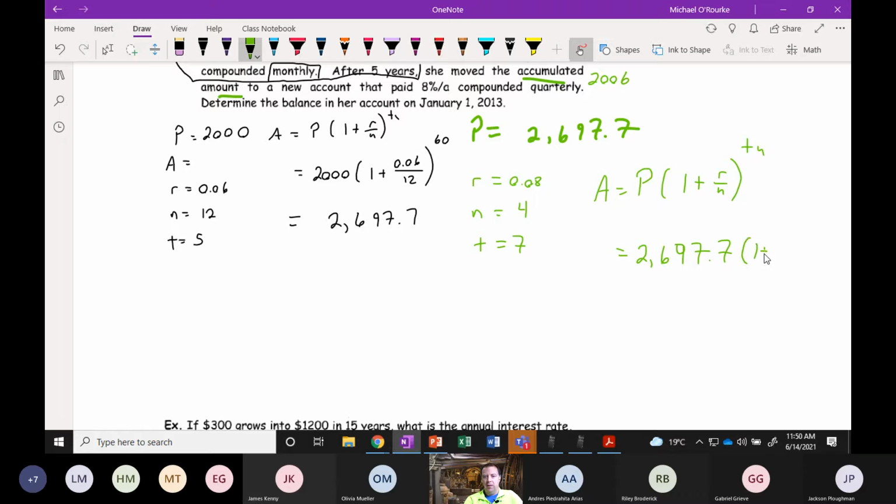Bracket 1 plus 0.08 divided by 4, to the power of 4 times 7, is 28.